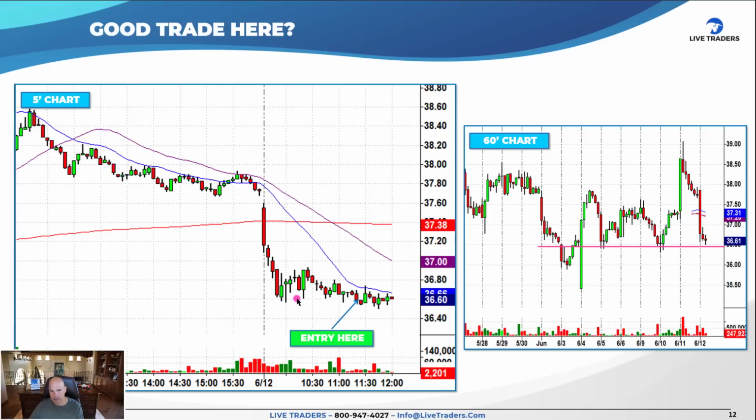And then the stock comes down and starts to consolidate right around 36.50, give or take. You shorting this bad boy here? Good trade? Yes or no? Talk to me. You're on the 5-minute chart. We short this at 36.50.